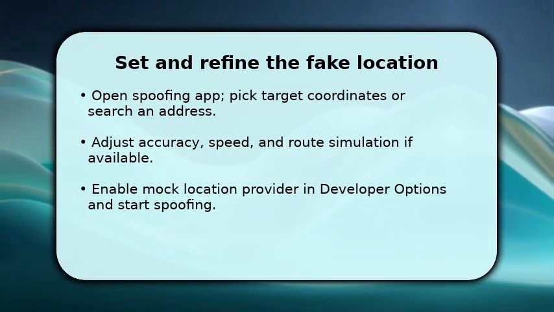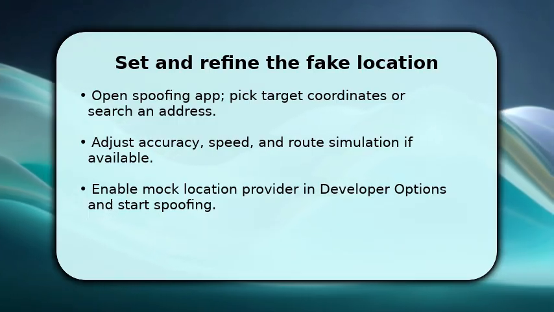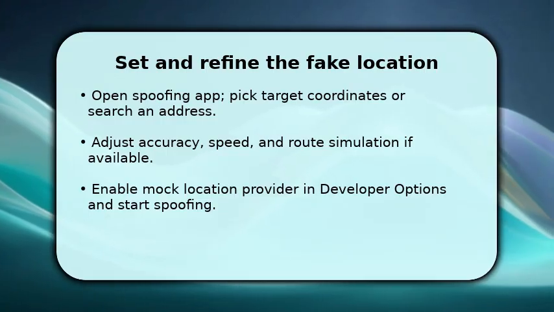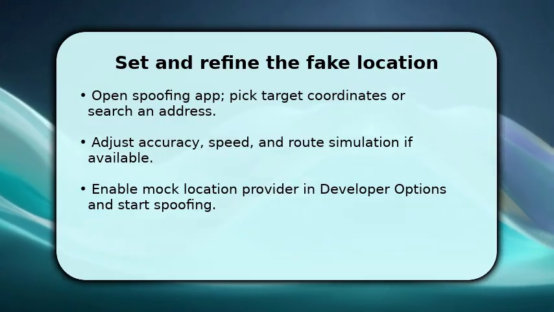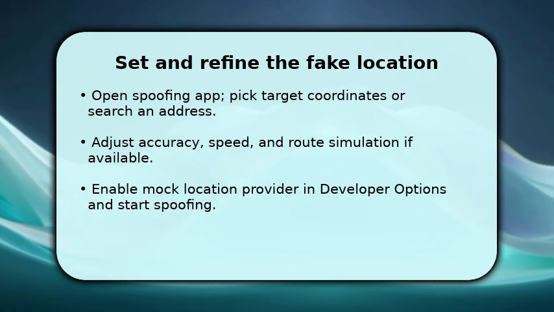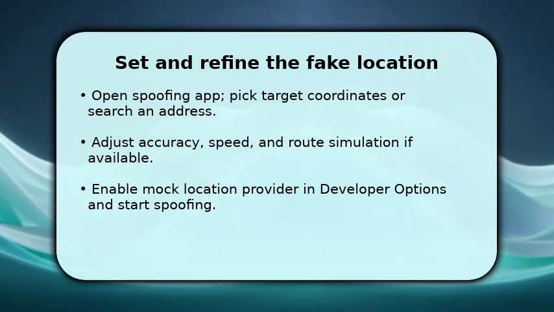Next, switch the mock location provider to your app inside developer options and start the spoof. Keep the app running in foreground or allow background location updates so the fake GPS persists while you open the app that should read the new position.